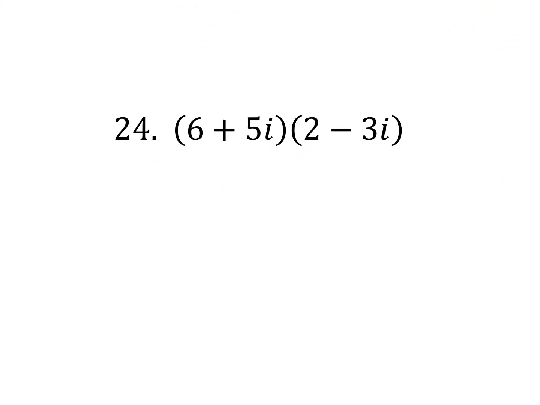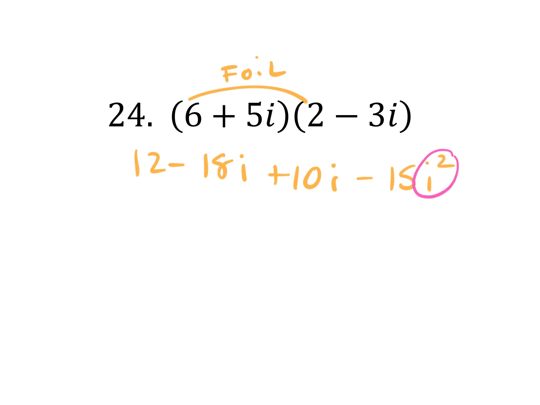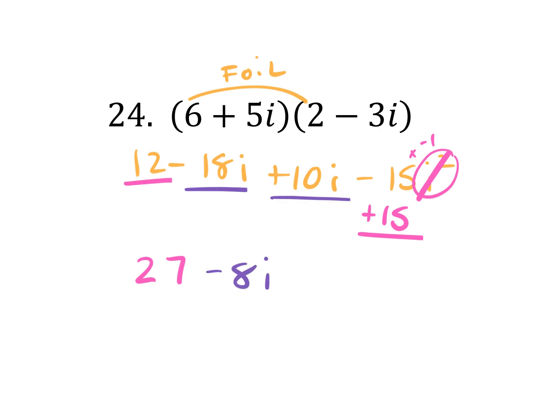Let's do the multiplying one now. So here we have to FOIL. So we get 12 minus 18i plus 10i minus 15i squared. Does anybody remember what we do to an i squared? It changes it to be negative 1. And what's negative 15 times negative 1? Positive 15, because it's already negative. So then we combine our like terms. 12 plus 15 would be 27. And negative 18i plus 10i would be negative 8i.